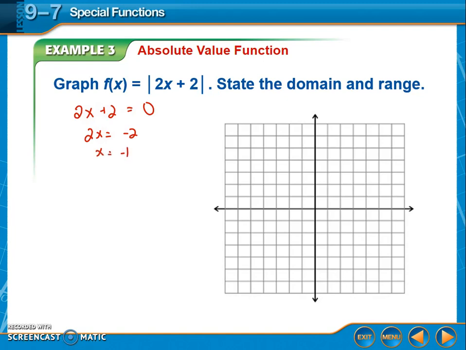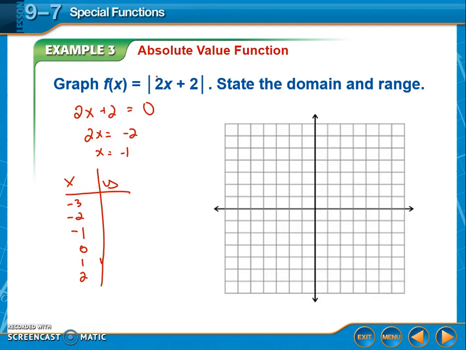So x is going to be -1. So at -1, that's going to be the smallest value that I'm going to have. And I want to graph it. Okay? So I make a table of values, and I want that smallest value to be about in the middle. And I want to find points on either side of it. So if I do -2, -3, 0, 1, and 2, I'm going to put these into the table of values.